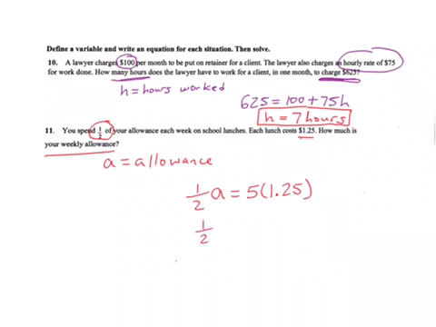So right now I've got 1/2 A equals $6.25. To solve this problem, I can either divide by 1/2 or multiply by the reciprocal, which is 2, and I should get that the allowance is equal to $12.50.